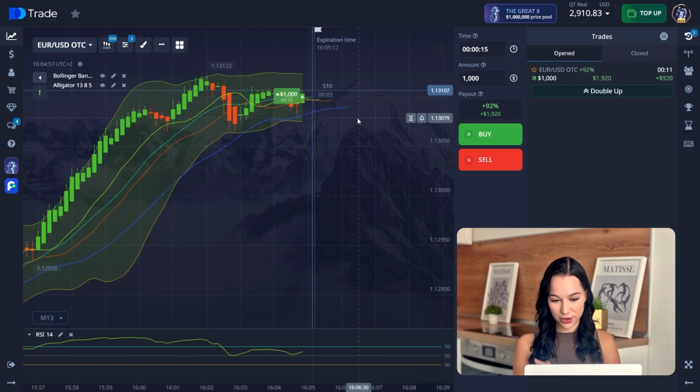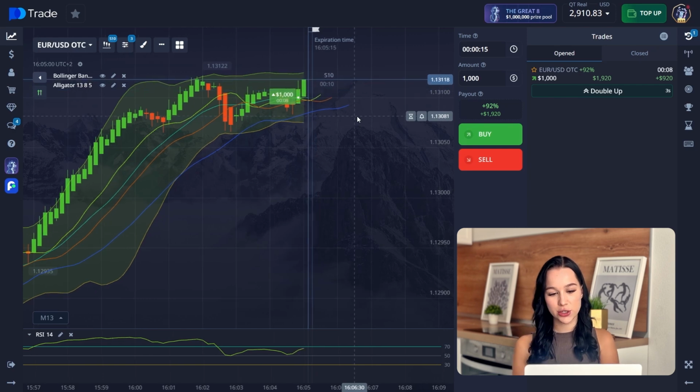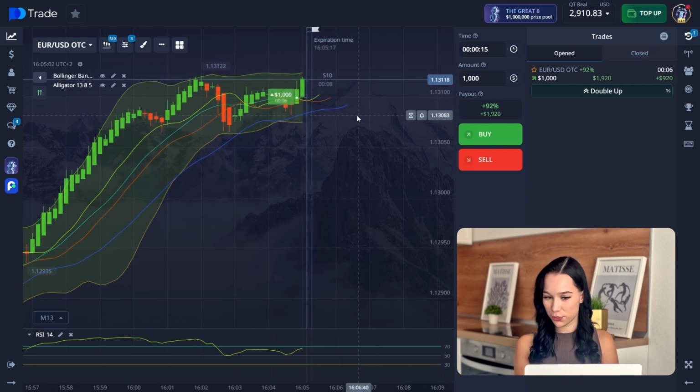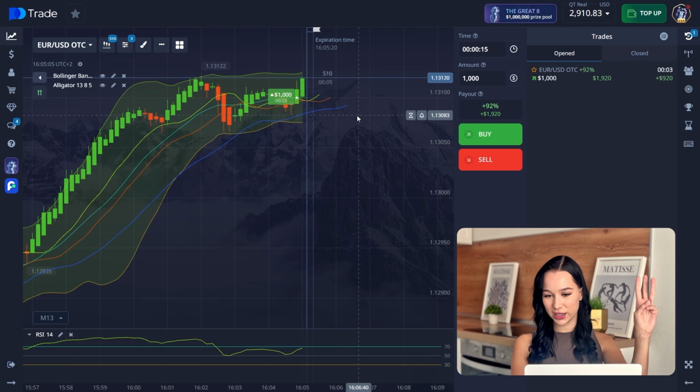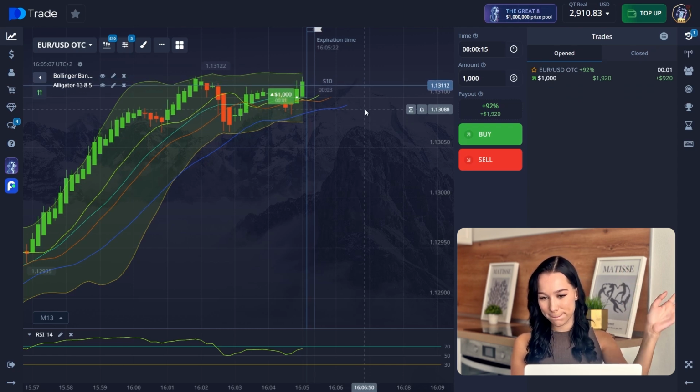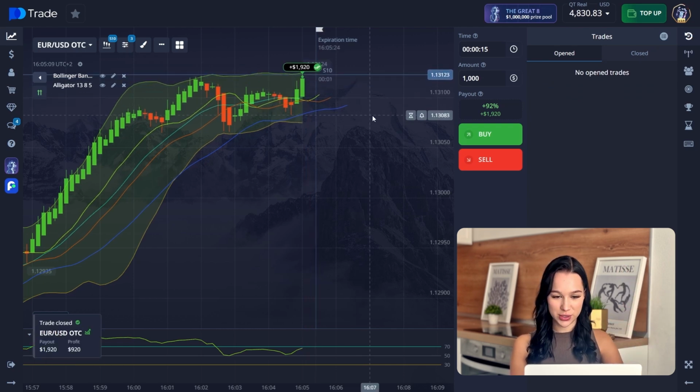We can see the line of RSI start moving a little bit upwards to the overbought zone, and it's going pretty well right now. It's 4 seconds. 3, 2, 1. Boom. We close the trade as well.